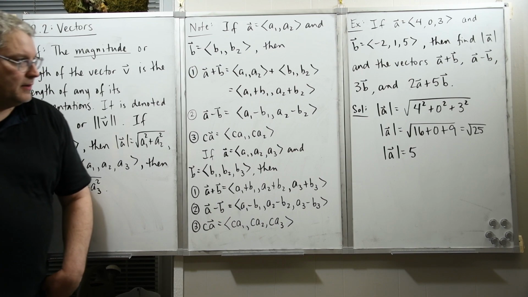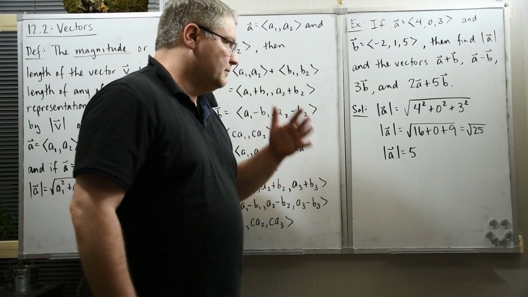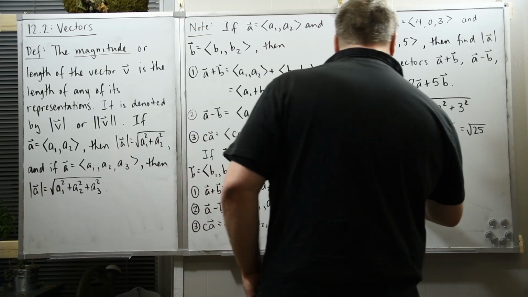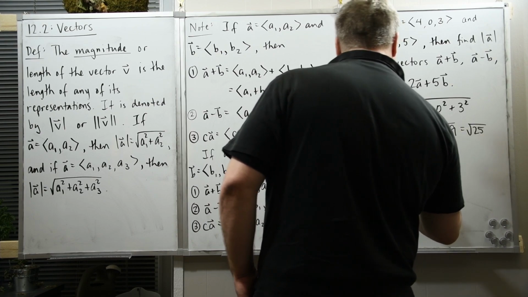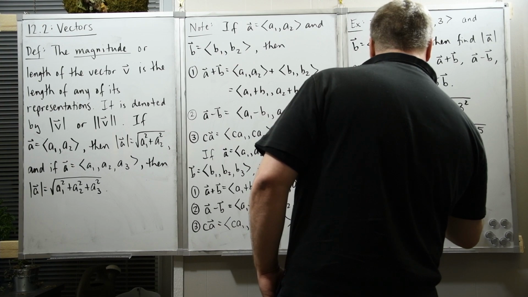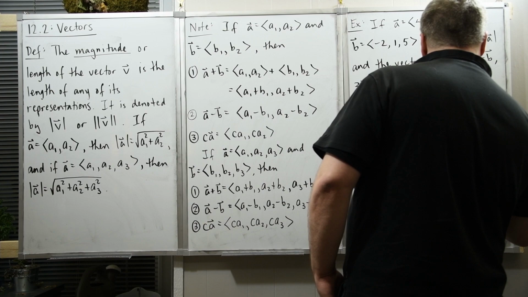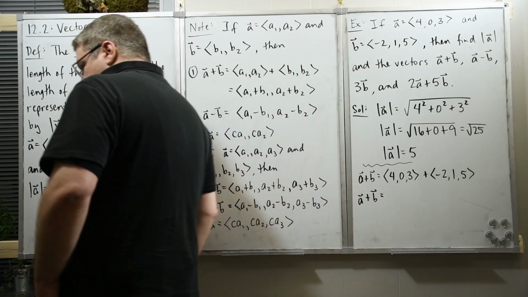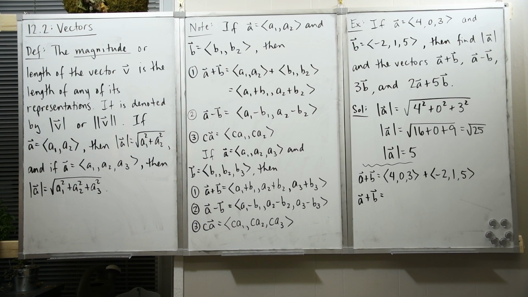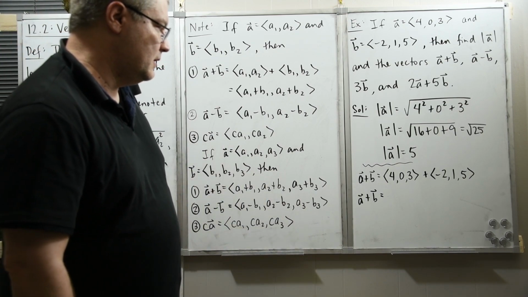All right, so that's the first part, but we also have the vectors A plus B, A minus B, 3B, and 2A plus 5B to figure out. So let's take a look at A plus B. And so here I've written out the A plus B in the component form. And really it's just a matter of adding corresponding components together to get your final answer.